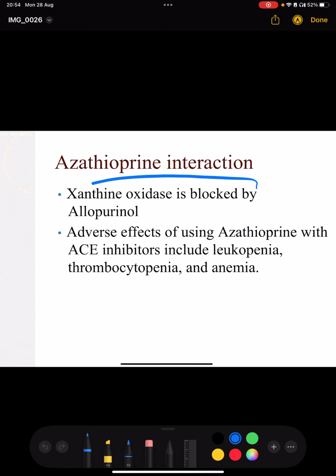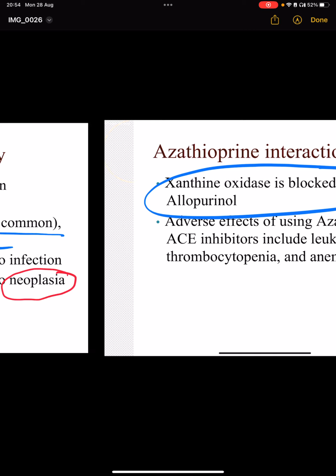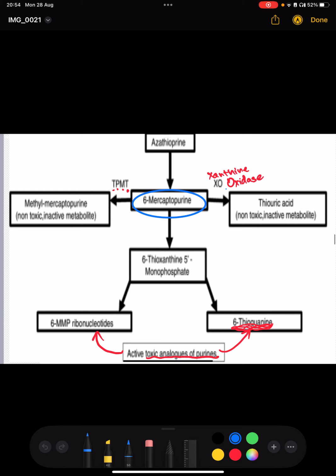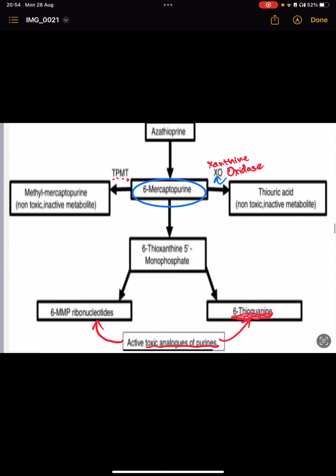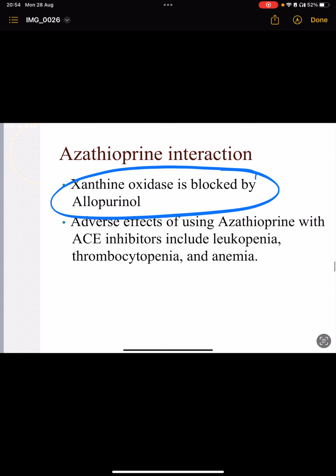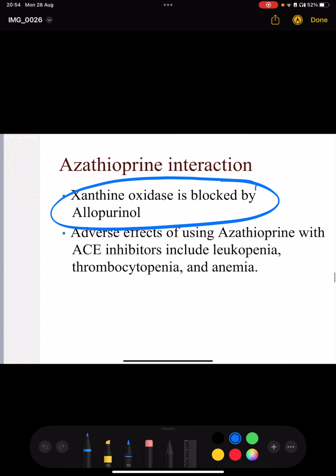Xanthine oxidase is blocked by allopurinol. When we talked about its mechanism of action with the diagram over here, xanthine oxidase is one of the important enzymes in its metabolism. This xanthine oxidase is one of the pathways for metabolism of 6-mercaptopurine. And xanthine oxidase is also the enzyme that's needed for the metabolism of allopurinol. Allopurinol is the drug you use to treat gout. So it competes with the gout drug allopurinol for metabolism. That's one of the interactions.